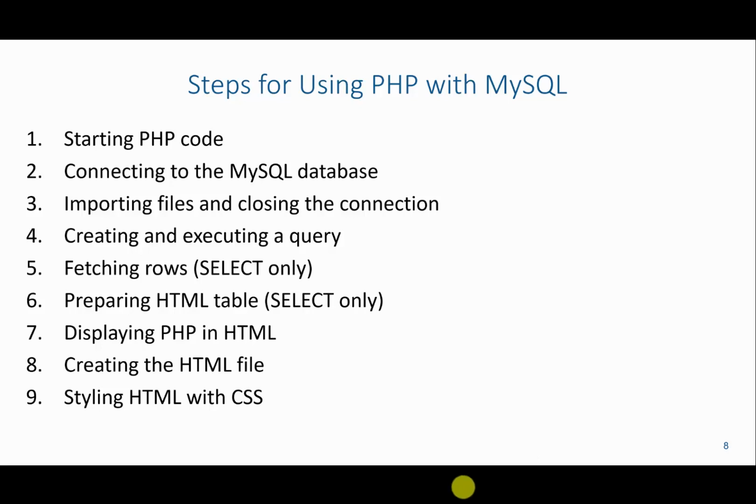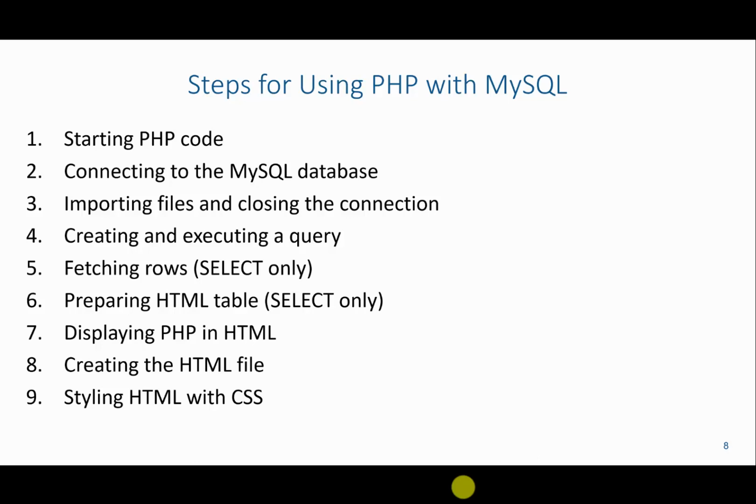In this video, we're going to cover the 9 steps to create a web page using PHP that connects directly to our MySQL database. So first step is to start by creating PHP code. Then we'll talk about how to connect to the MySQL database. We'll then discuss how to import other files that we've created using PHP, why we need to close the connection of our database. We will then create and execute a query.